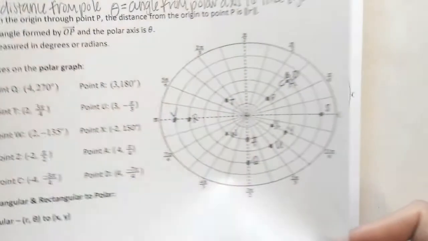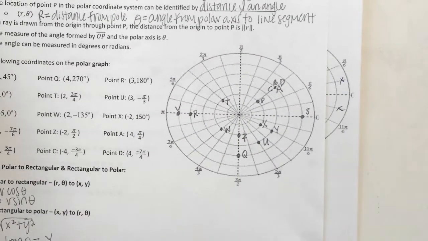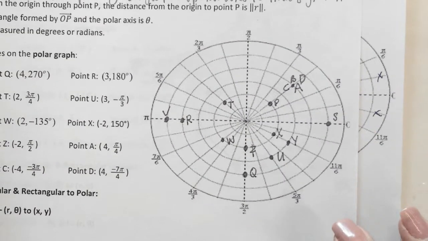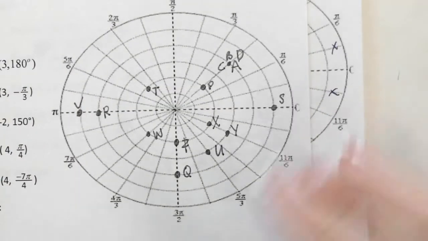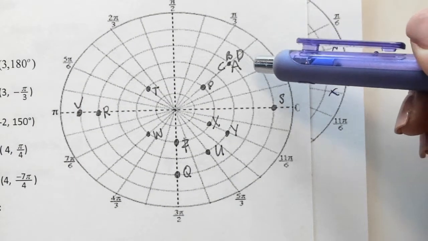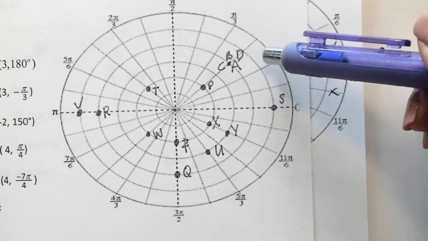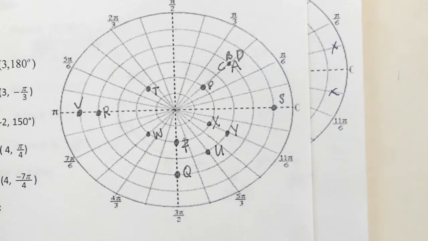Alright, let's take a look. I'm going to zoom in so you can check your points. Let me know if there's one I need to go over that you did not get. A, B, C, and D were all the same point. Is there one I need to review?